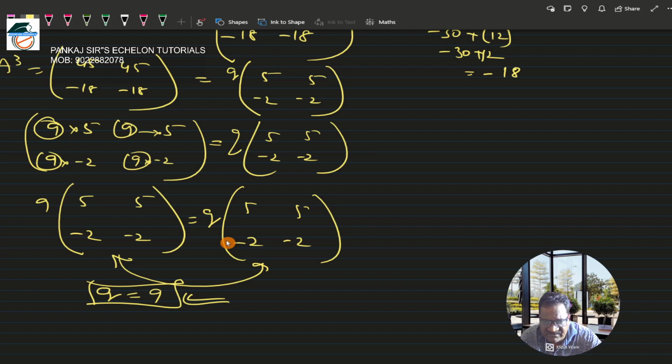The next thing that is going to come in this chapter is to find out the inverse of a matrix. So first I'll explain to you what is the inverse of a matrix, and I'll tell you how to find out the inverse of a matrix. But that will be in the next video.